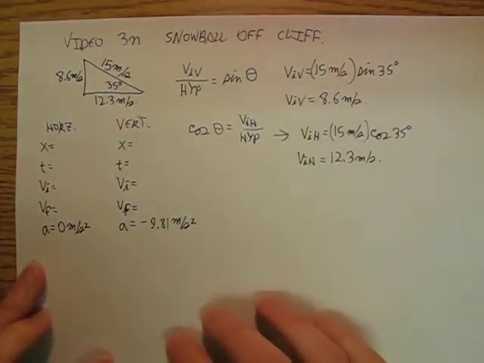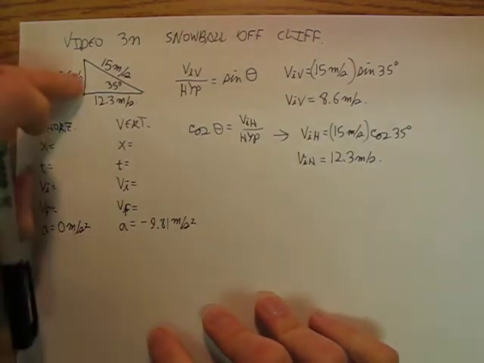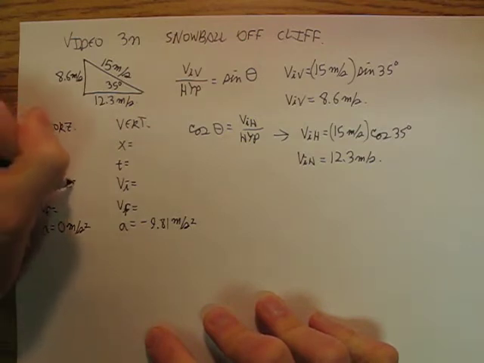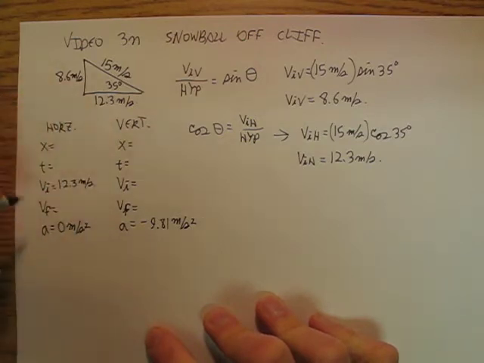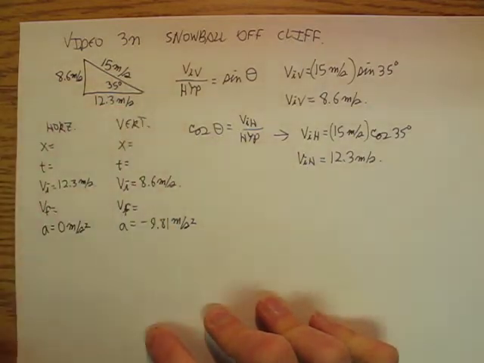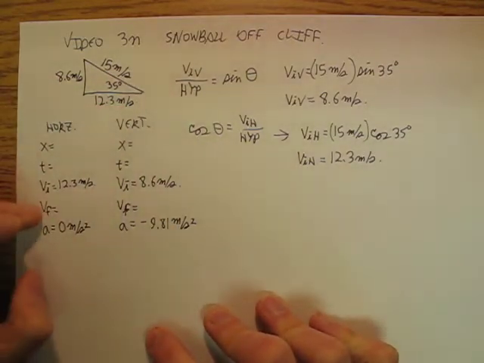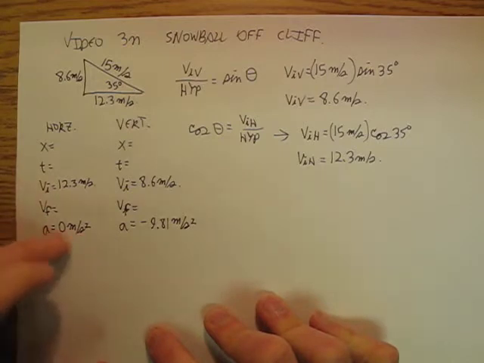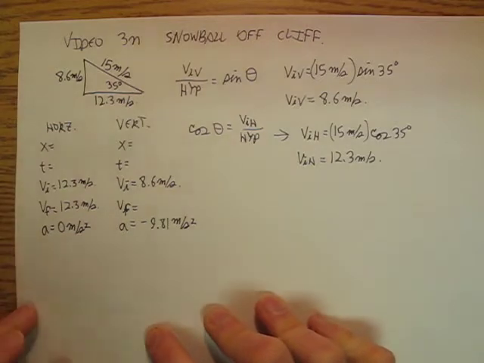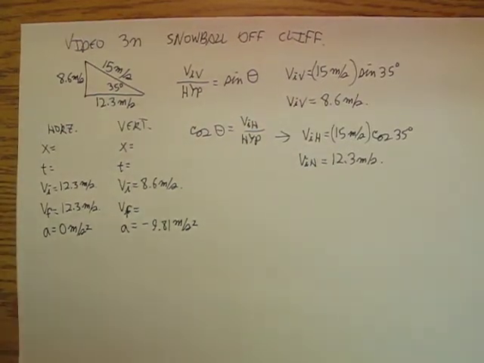Okay. So I can plug those into my chart. The horizontal component of how fast it's going is 12.3 meters per second. And the vertical component of how fast it's going is 8.6 meters per second. Now I can fill in horizontal final velocity. Since there's no acceleration, that's going to be the same. Now I need to know one more piece of information before I can keep going.